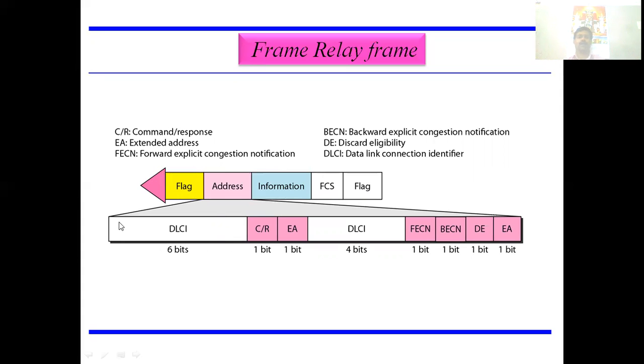Now in the address, the fields are data link connection identifier, command or response, extended address, again data link connection identifier, forward explicit congestion notification, backward explicit congestion notification, discard eligibility, extended address. These are the fields which are coming in the address.